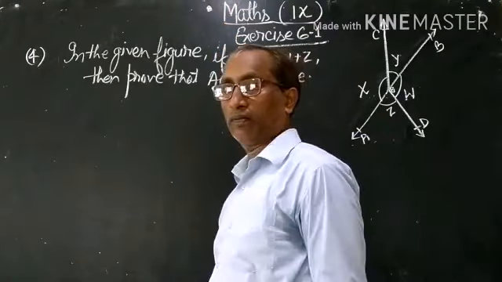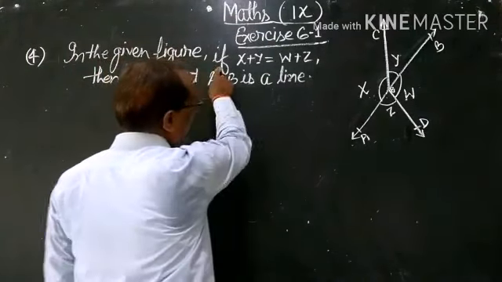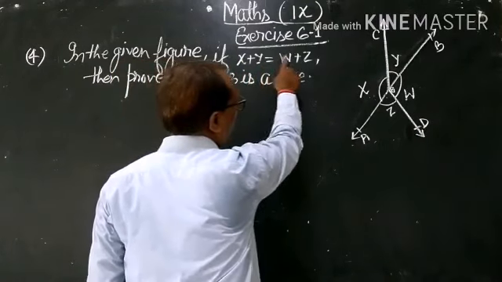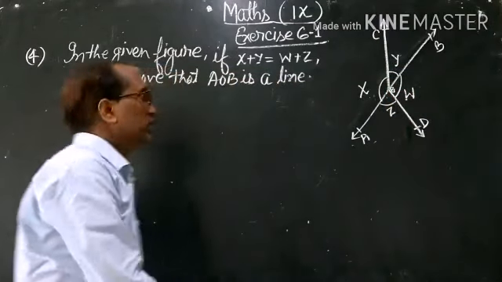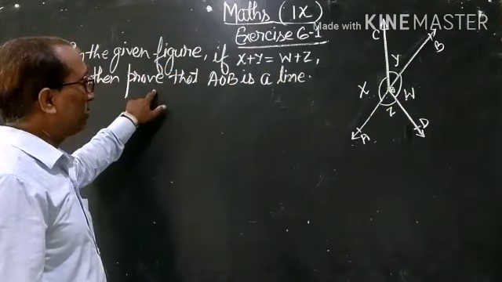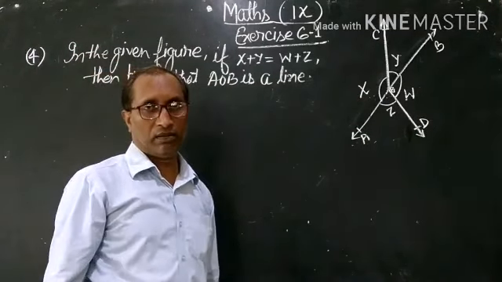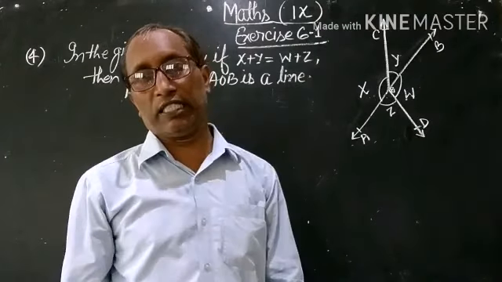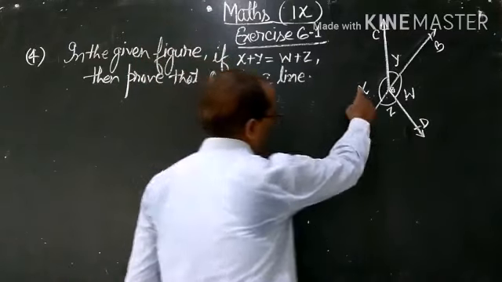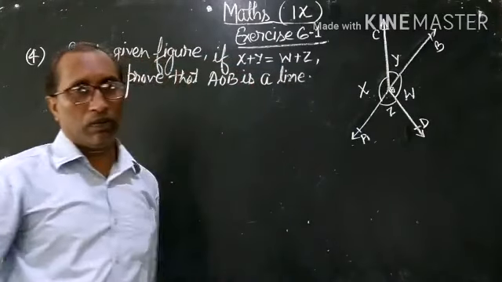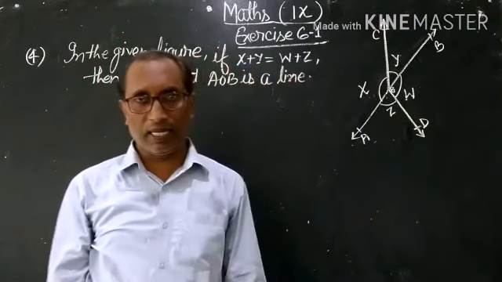Question number 4. In the given figure, if x plus y is equal to w plus z, then prove that AOB is a line. This means you prove x plus y is equal to 180 degree. Then AOB is a line, straight line.